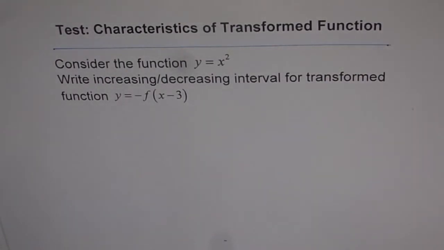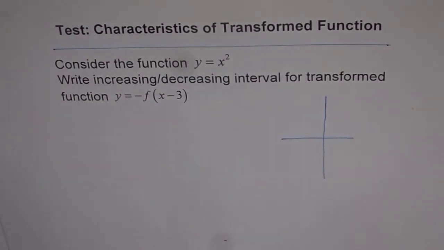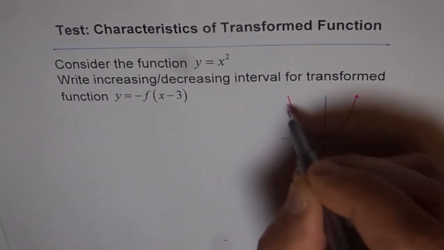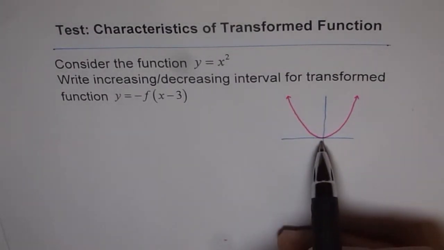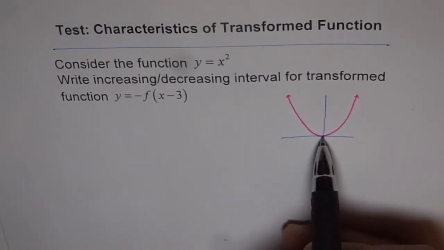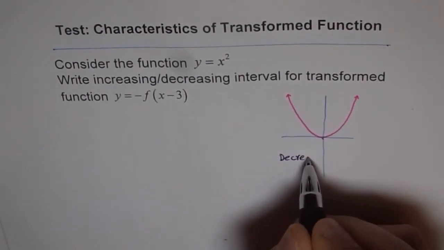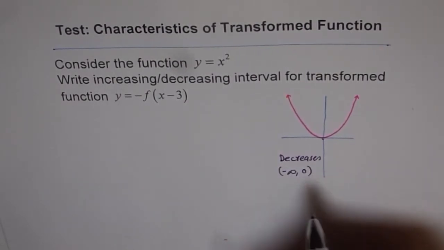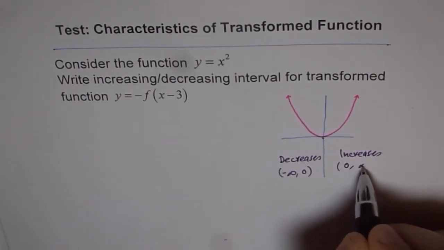Now, you know y equals x squared is like what? So let's sketch it on the side so that we understand what we are talking about, right? So y equals x squared is a parabola. There you go. The vertex is at the origin, and what we notice is that it decreases from minus infinity to 0, and after that it increases. So here we have a function which decreases from, let's say, minus infinity to 0, right, and increases from 0 to infinity, right?